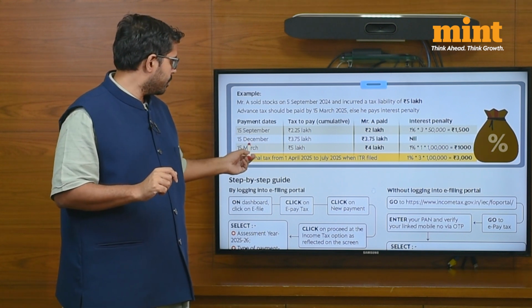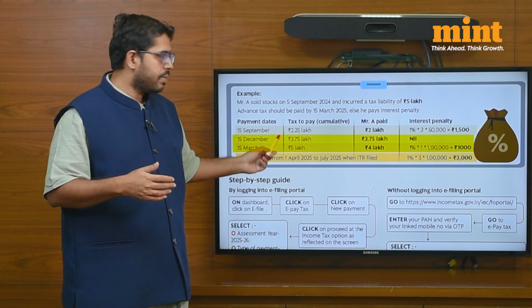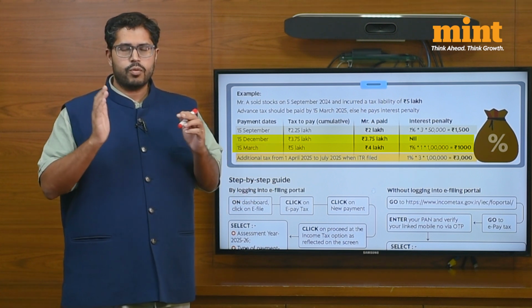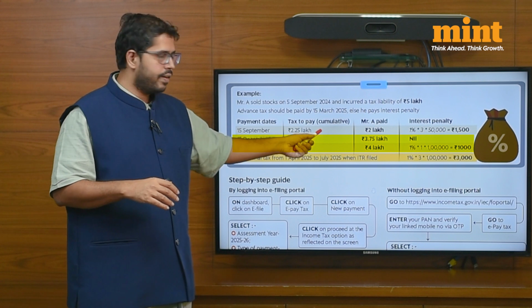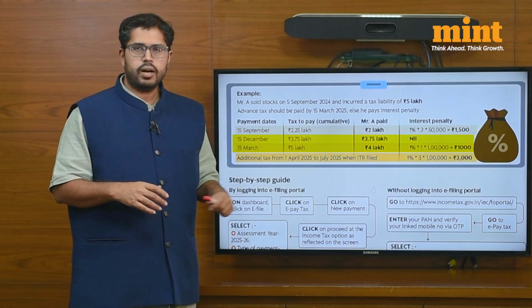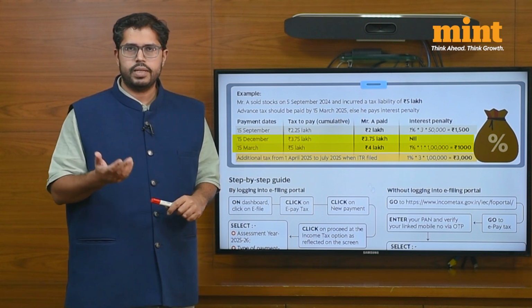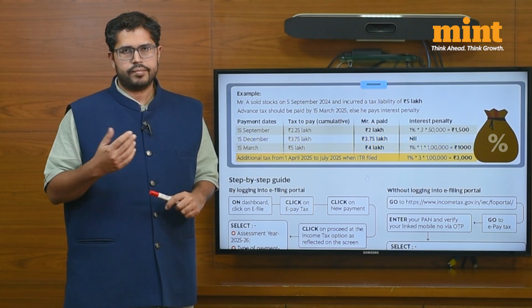Again, continuing this example, let's say by December, you have paid the entire amount. And by March, for whatever reason, you have paid 4 lakhs, but 5 lakhs is the amount due. Again, on that unpaid amount of 1 lakh, 1% interest, or 1,000 rupees extra, you will have to pay.